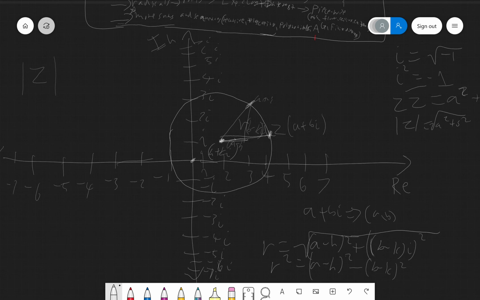I think that should be it. Yeah, okay, that's b minus k, and then because we're graphing it, we want to use x and y.